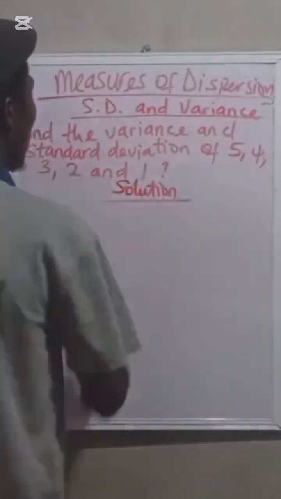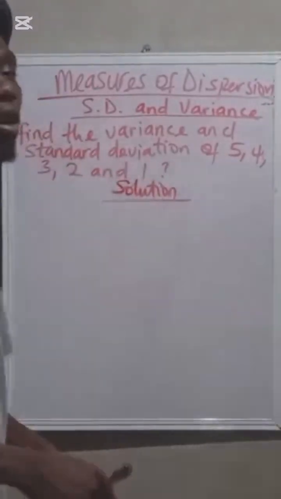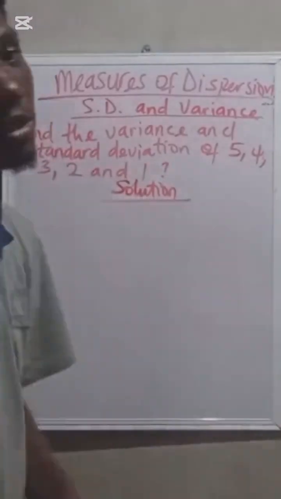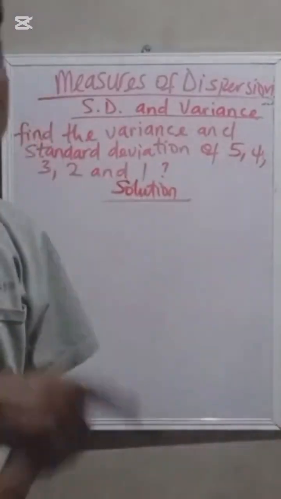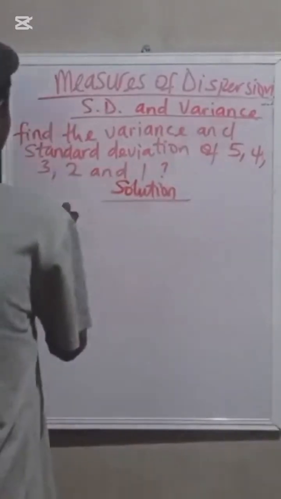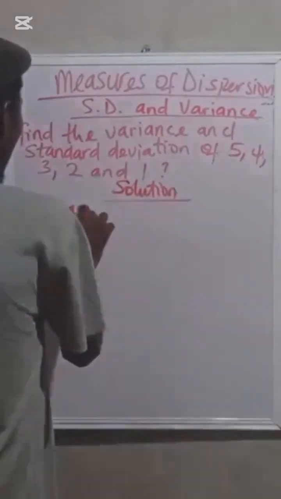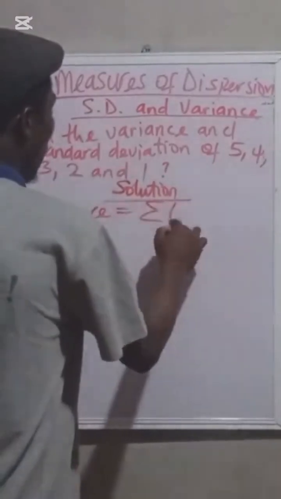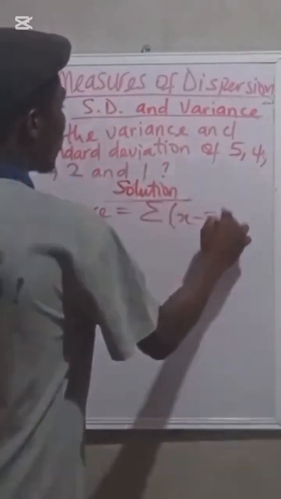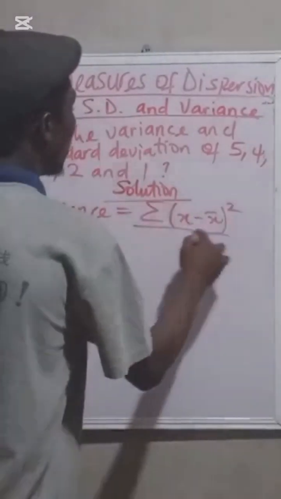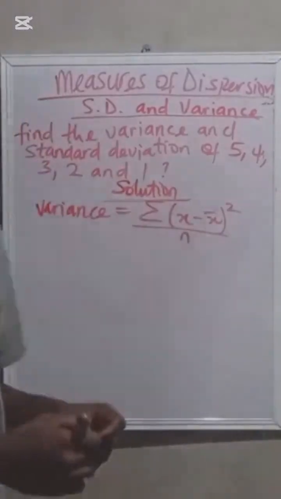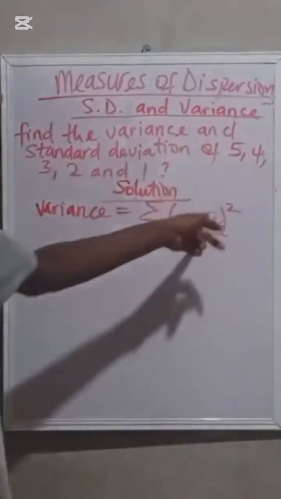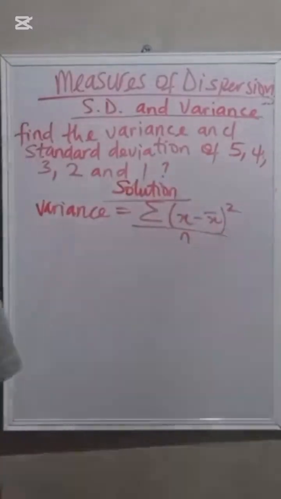According to the formula, you can write the formula for variance or the formula for standard deviation, either one. Right now, let's write the formula for variance. So let's get our variance first, then we get our standard deviation. So variance equals the summation of (x minus x bar) squared, divided by n. This is the variance. x is each of those data, and x bar is our mean. So we have to get our mean first.